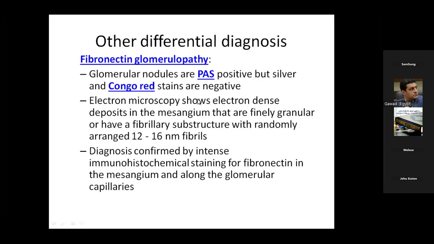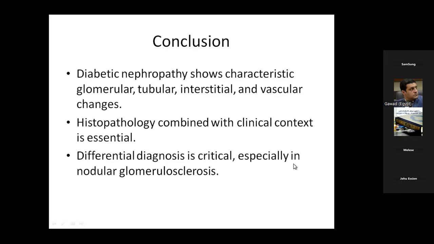Fibronectin glomerulopathy, which is rare, I didn't see it before. It's PAS positive, but Congo red negative. Under electron microscope, we will see granular or fibrillary structures with 12 to 16 nanometer diameter fibrils, and it's diagnosed with immunohistochemistry against fibronectin. So the conclusion is that diabetic nephropathy shows characteristic lesions, as we have said.